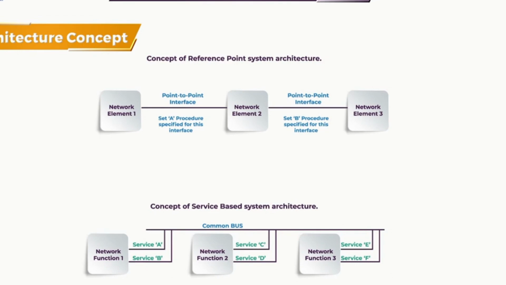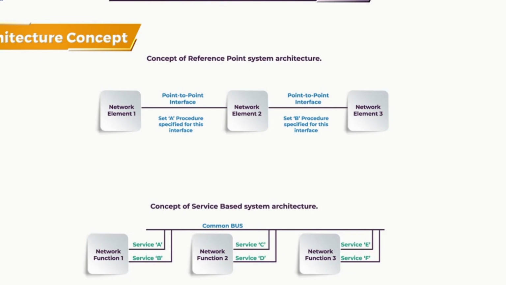The service-based architecture replaces the set of network elements with a set of network functions, NF. Each network function can provide services to other network functions. That is, each network function is a service provider. The point-to-point interfaces are replaced by a common bus which interconnects all network functions. Services are specified for the network function providing them rather than for each pair of providing and consuming network function.